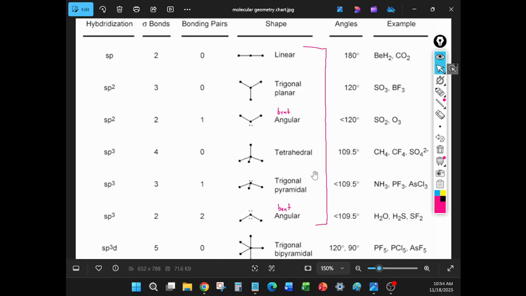The other ones on the bottom, they're nice to know. If you can find it with a chart, great, but I'm not going to expect you to memorize those ones. All right. So the first 6.